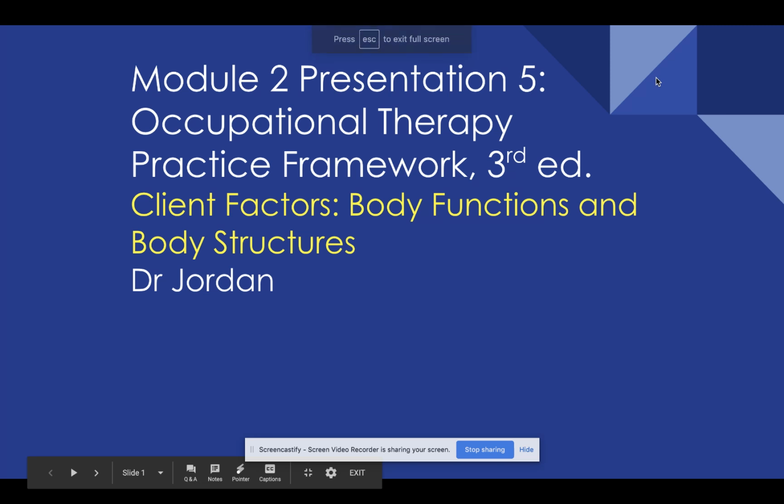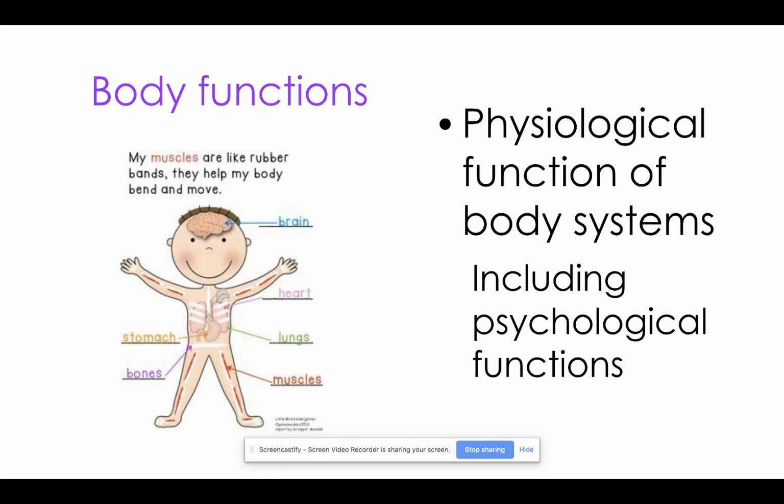Hi guys, this is presentation 5 in module 2, which is a continuation of looking at client factors. In presentation 4, we talked about client factors in the areas of values, beliefs, and spirituality. And now we're going to be talking more about the body functions and body structures.